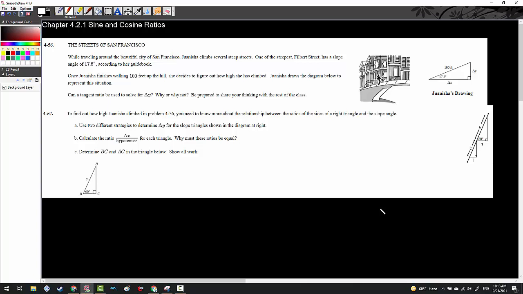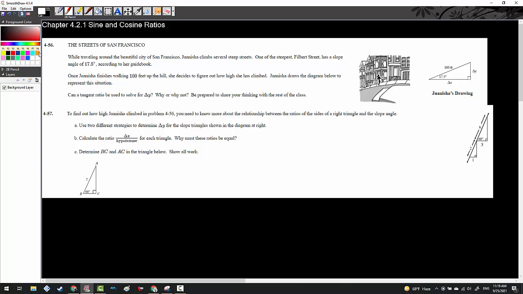cosine today. In 4-56, they talk about the streets of San Francisco, where Juanisha is climbing up the street steps. And one of the steepest, Filbert Street, has a slope angle of 17.5 degrees, according to her guidebook. And once Juanisha finishes walking the 100 feet up the hill, she wants to know how high up she has climbed. So she draws a diagram to represent the situation.